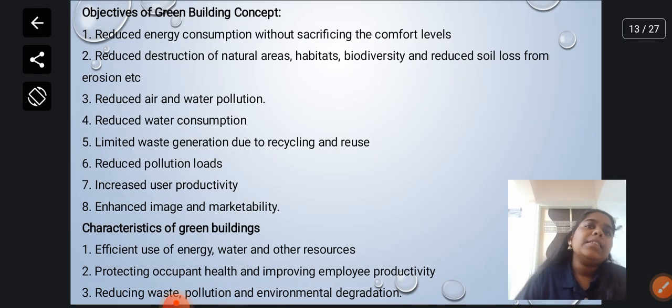There are some objectives of green building, like we already discussed: reduced energy consumption, reduced destruction of natural resources, reduced air and water pollution, reduced water consumption, limited waste generation, reduced pollution loads, etc. And there are also some characteristics of green buildings, like efficient use of energy, water, and other resources, protecting occupant health, and reducing waste and pollution. Now we are going to learn about this in detail.